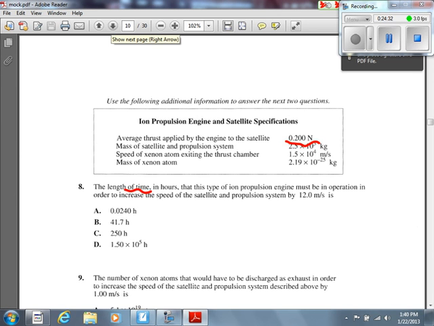There's certain things that just tell us what to do. You see an F versus T graph, area equals impulse. You see force and time in the same word problem, just think impulse. So we're going to say delta P is equal to F times delta T is equal to M times delta V. We're solving for time here. We've got the force, we've got the mass, and we've got the change in velocity. It's 12 meters per second.